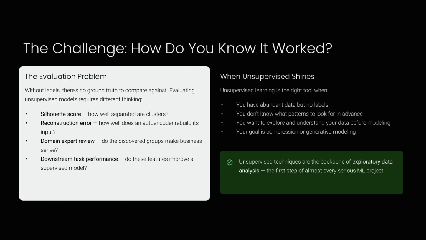Evaluating unsupervised models is challenging without labels. Evaluation relies on metrics like silhouette score for clustering, reconstruction error for autoencoders, domain expert review, and improved downstream task performance. Unsupervised learning excels when you have abundant unlabeled data and need to explore or compress it.